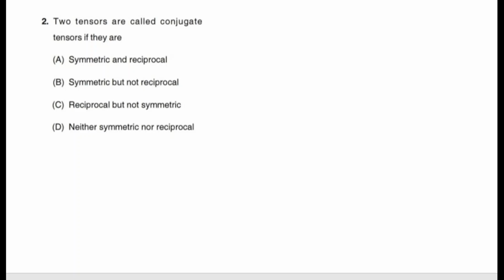Two tensors are called conjugate tensors if they are, from the definition of the conjugate tensors, nothing but the metric tensor. Now the metric tensor is a symmetric tensor, and from the definition of the conjugate tensor, it is also reciprocal. Which is the right option? It is symmetric and it is reciprocal. Okay, yes, let us proceed to the next question.